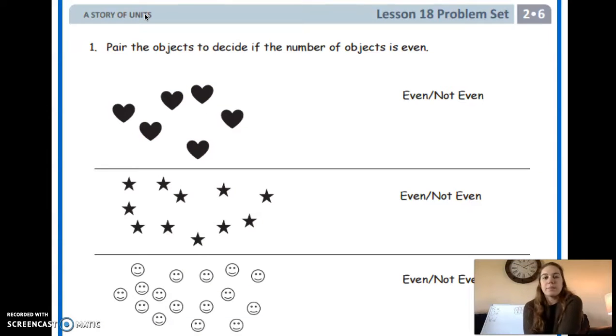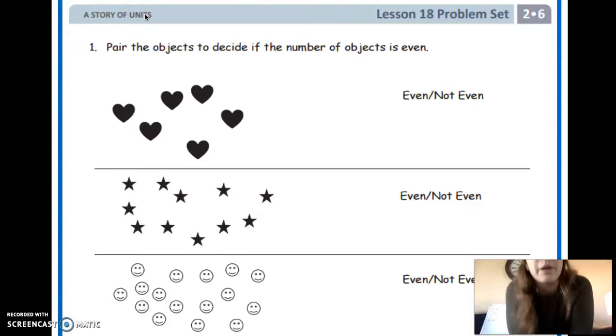All right, here's our problem set for today. You are going to pair the objects to decide if the number of objects is even. So in the first one, you have hearts. You're going to draw a circle around 2 hearts. So you're going to pair it. And then you need to say if it's even or not even. Remember, a number will be even if there's none left over, if they're all in groups of 2. And it will be not even if there is one left over and it doesn't have a partner. Then you're going to do the same thing with the stars and the smileys.